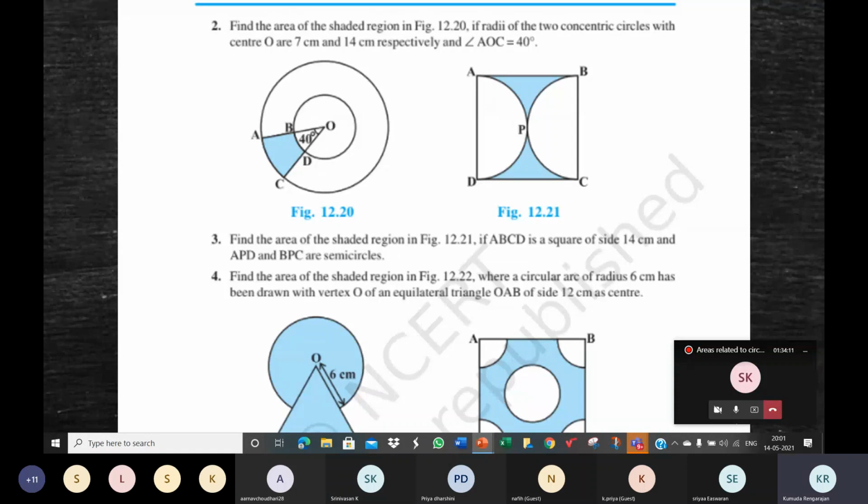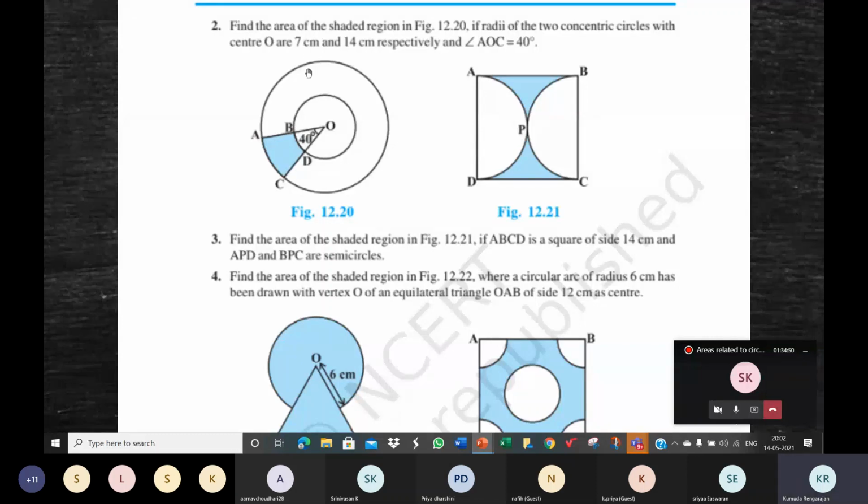What is the length of OA? 14 centimeters. OB? 7 centimeters. Okay. So the area of the sector OAC, this one, minus the area of the small sector, this one, will give us the area of this region. Correct. So the value of capital R is 14 and small r is 7.